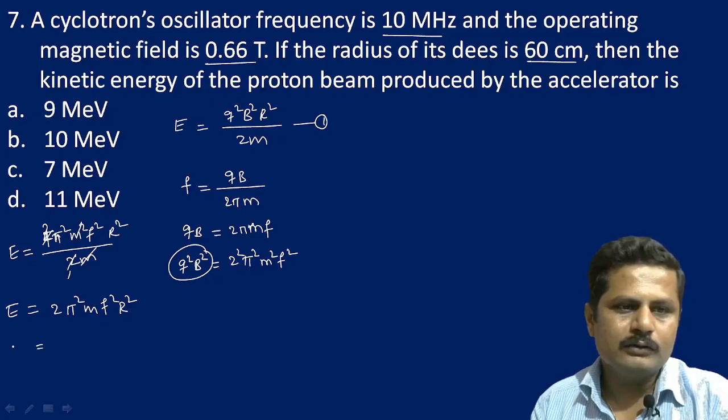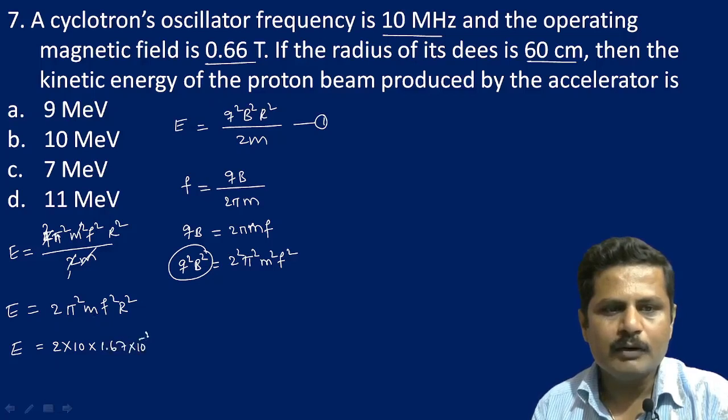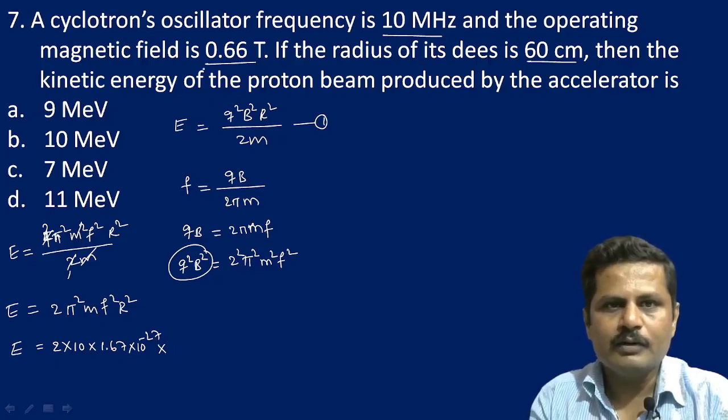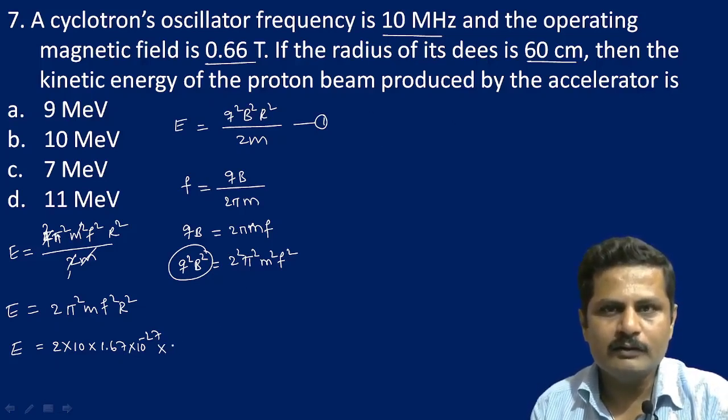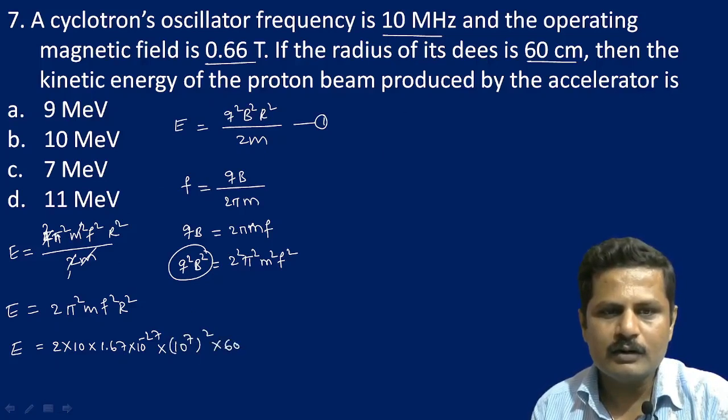Now on substituting the values, 2 into pi squared is nearly equal to 20, and the mass of the proton is 1.67 into 10 to the power of minus 27 kg, and f squared, where f is the frequency. Here we have 10 megahertz, which is 10 to the power of 7 hertz, squared, into r squared, where r is 60 centimeter, that is 60 into 10 to the power of minus 2, whole squared.